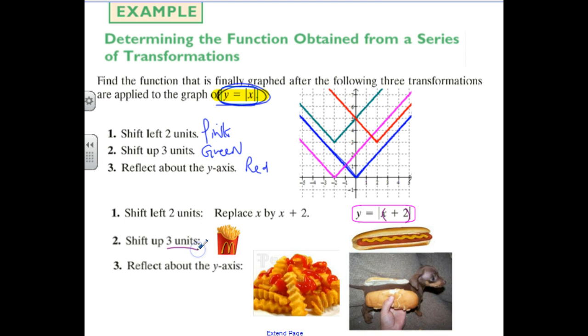Then to go 3 units up, that's the k shift. That's going to say plus 3, and then you would tag that on to the end, adding 3.